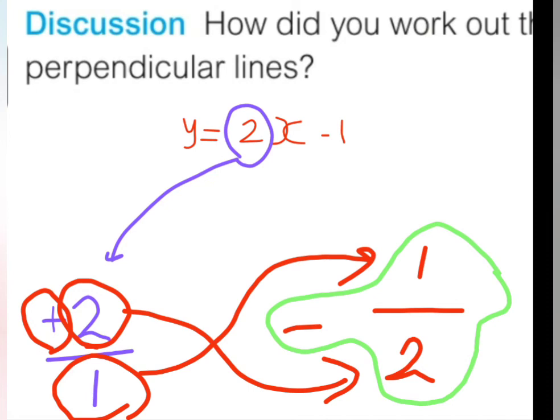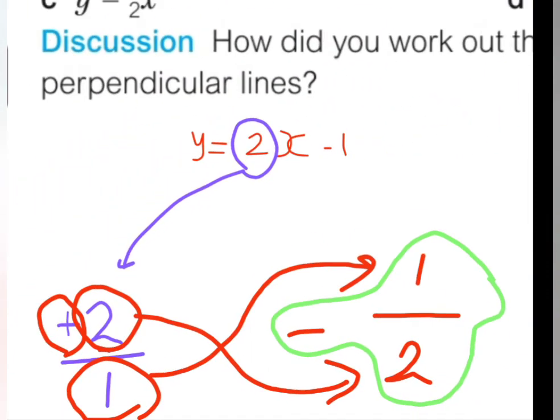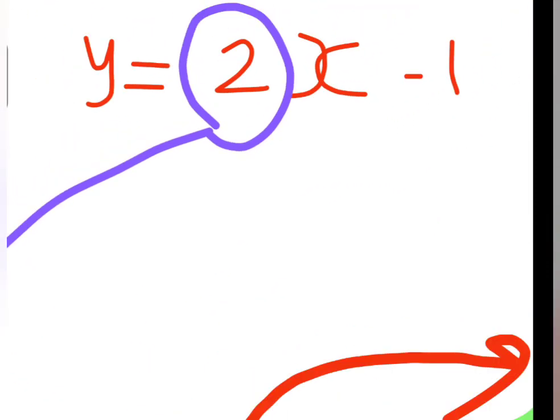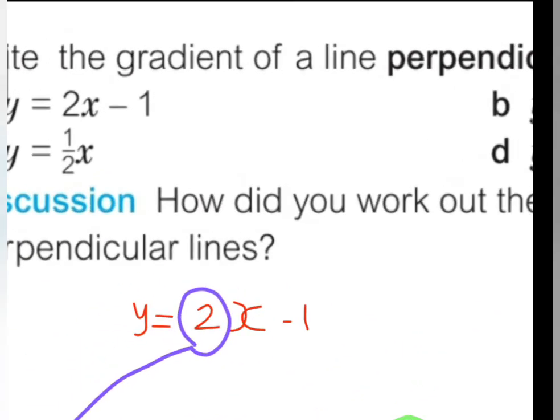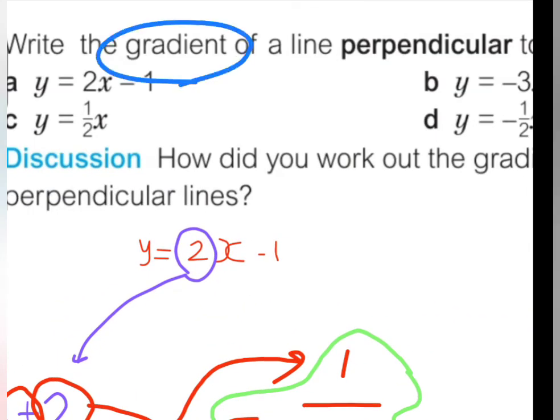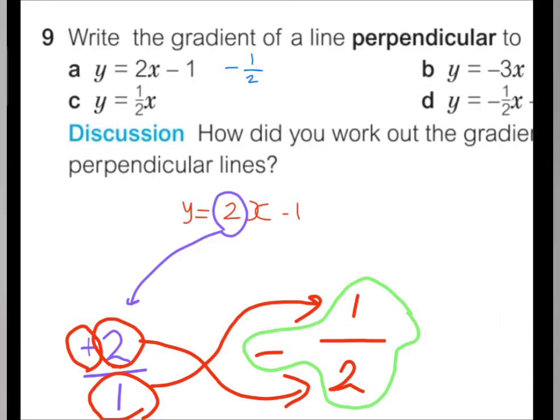I'm going to use this gradient and write it here. So the new equation will be what? They just want the gradient, so we don't need the equation. So the gradient here is -1/2. Very good. And in this way, I found the gradient of a line which is perpendicular to this one.